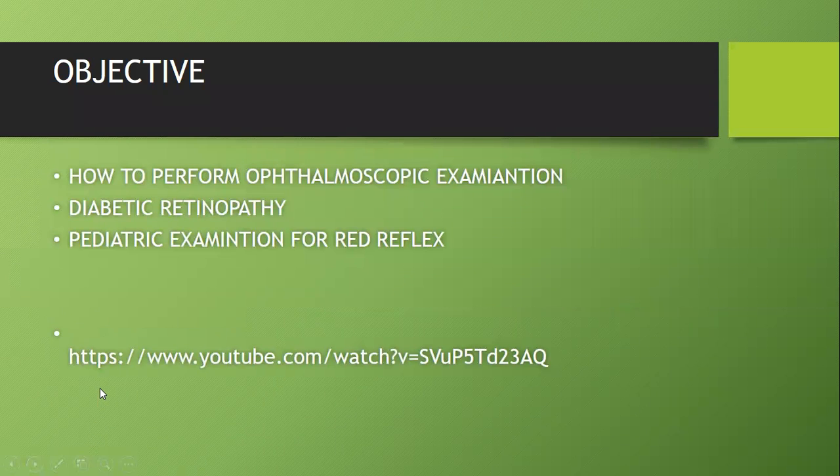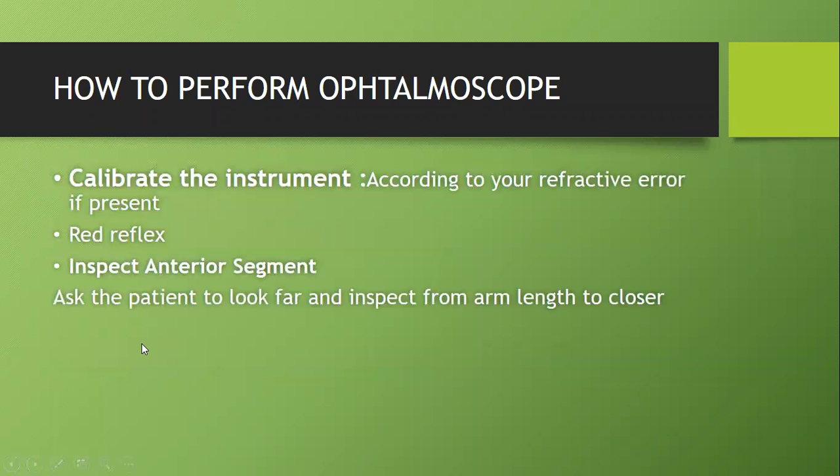So here we are going to learn how to perform an ophthalmoscopic examination, the diabetic retinopathies and what diseases there are, and some pediatric examination for the red reflex. These are the three objectives in primary healthcare when you are performing an ophthalmoscopic examination.